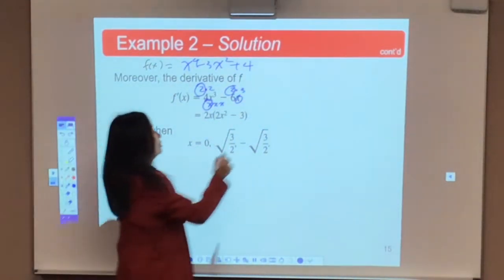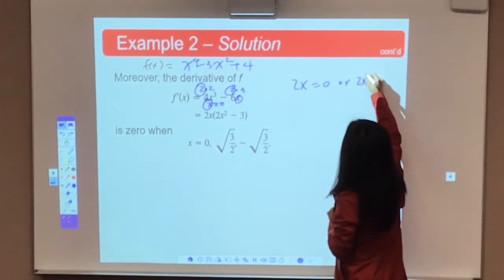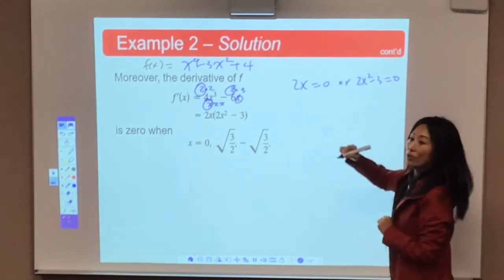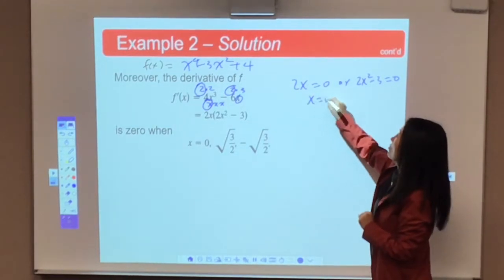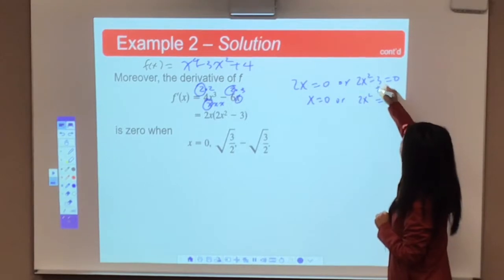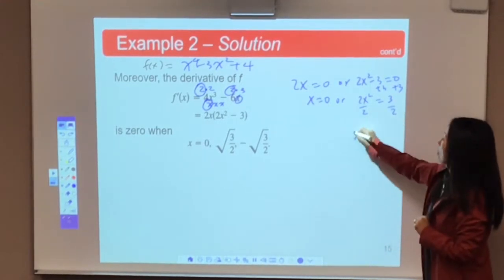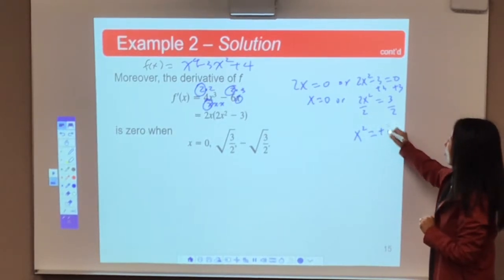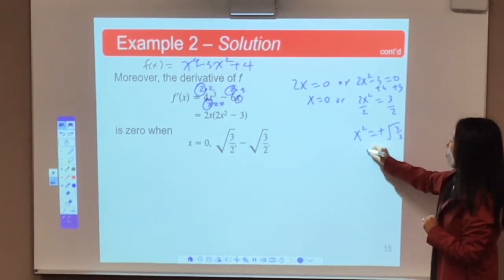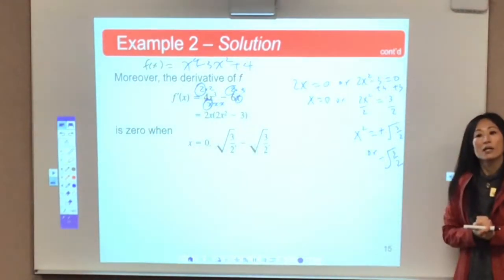Now what do you want to do? You want to do 2x equal to 0, or what? 2x squared minus 3 equal to 0. So x is equal to 0, or what? 2x squared equal to 3. And divided by 2. So x squared is equal to 3 over 2, so x is plus square root of 3 over 2, or what? Minus square root of 3 over 2.